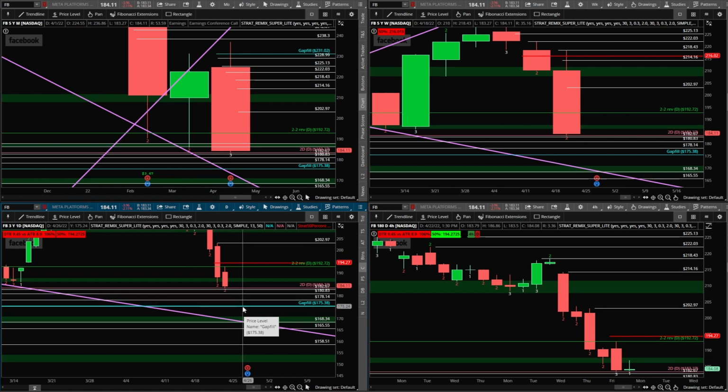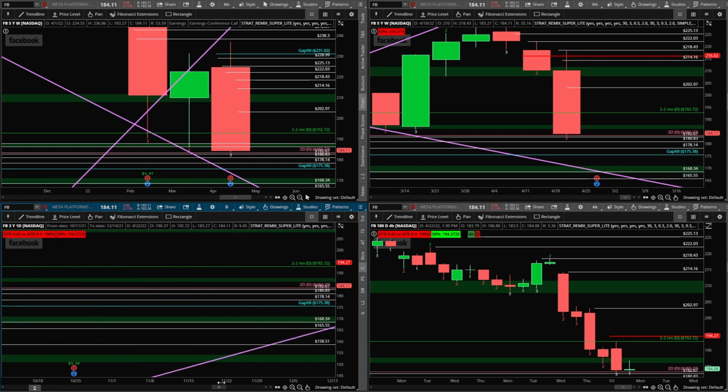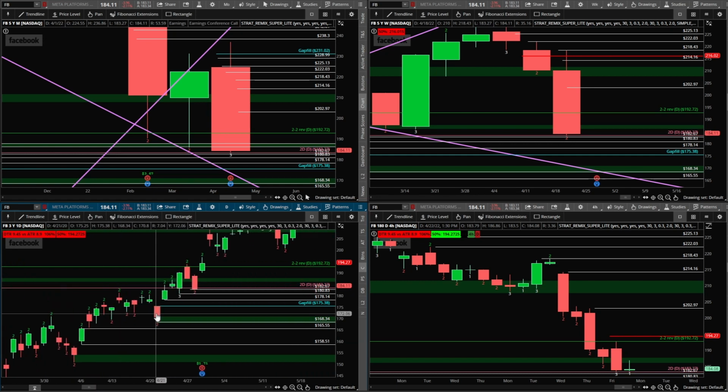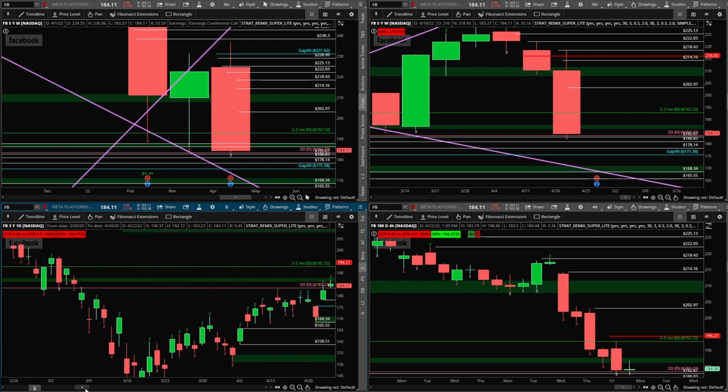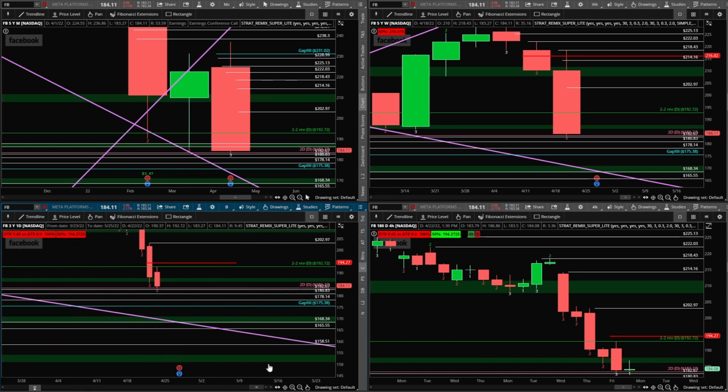There is a gap fill down to 175.38. So that gap fill is very, very old. Holy crap. So from 178.14 to 175.38, there's a gap fill dating back to almost 2 years ago, 4/22/20. So we're talking barely post COVID announcement, to where everything just tanked. So that is Facebook.